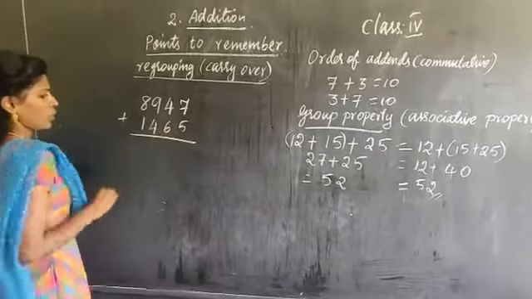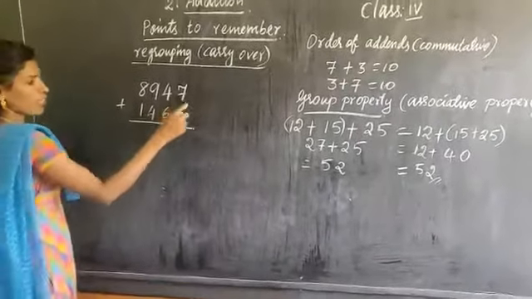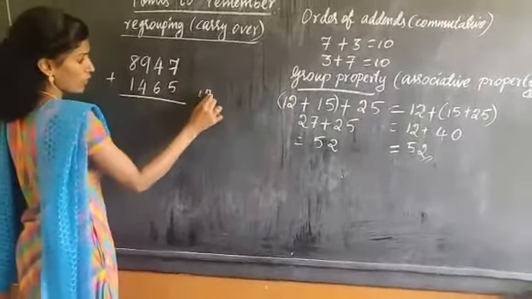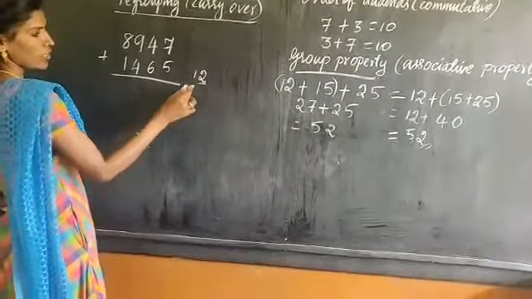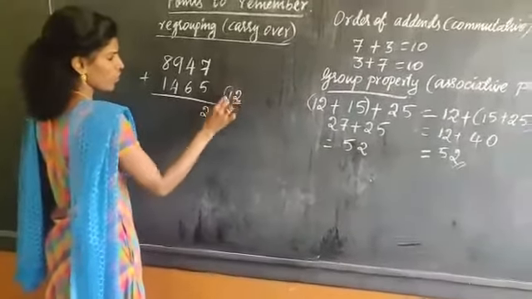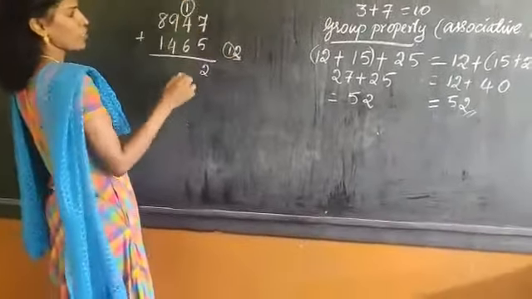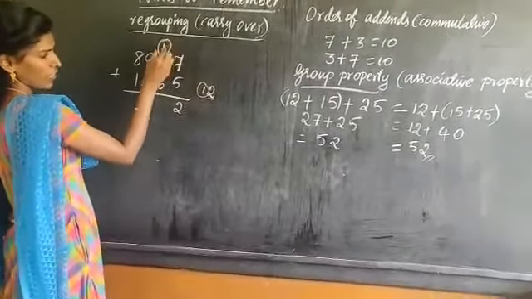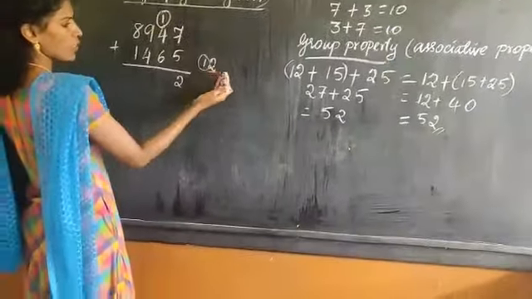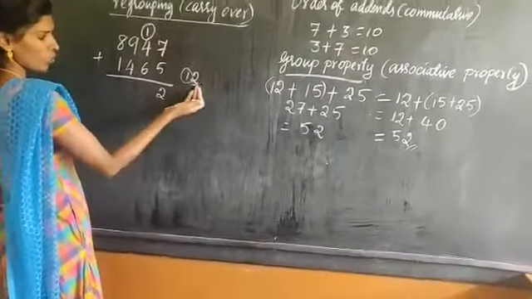So these two numbers you have to add. 7 plus 5, 12. In 12, you cannot write both digits, you can write only 1 digit. So only 2 you will write, and this 1 you will carry here. But I have seen some children writing this number here and carrying the other number. That is wrong. Always the numbers you have to count from this side only, ones and tens.